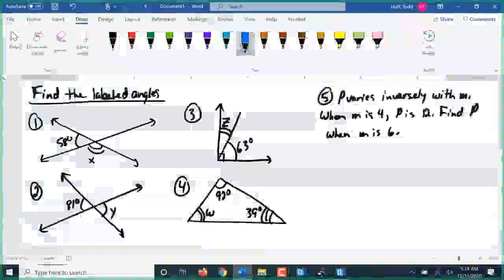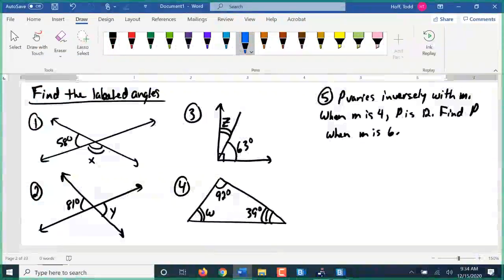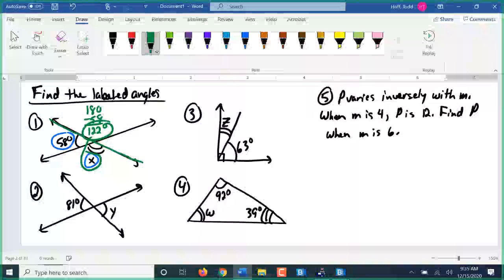Recording has started. So for number one, we have to identify the relationship between the angle we're given, in this case the 58 degrees, and the one we're looking for, the x, so to then find that missing angle. These two angles form a straight line. They're a linear pair, so they have to be supplementary. They have to add to 180. So 180 minus 58 is 122. So x is 122 degrees there.